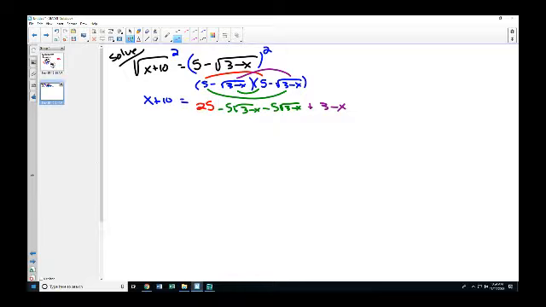Okay. Looks messier, doesn't it? Yeah, it does. What can I do with these? They're like terms. You can combine them. Minus 10 root 3 minus x. So foiling those doesn't get rid of the root, but it allows you to isolate it later.